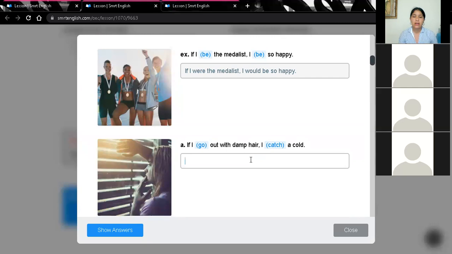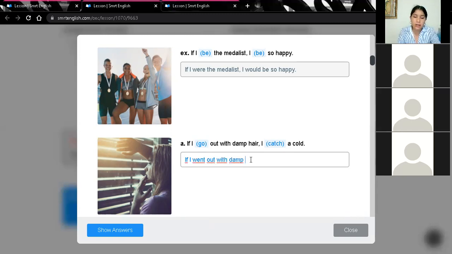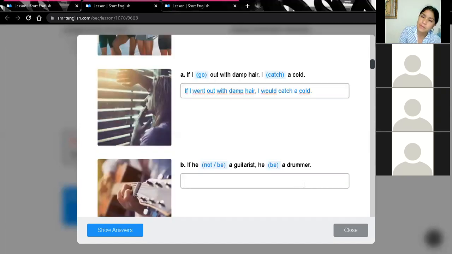Let's do letter A together. The first verb is go, and it's joined to if, so it's a verb I have to change into past tense. Then I have catch, the verb that goes with would or could. So how would this sentence be? If I what? If I went out with damp hair, I what? I would catch a cold. Very good. Is it clear what you are going to use? It's clear. Excellent.